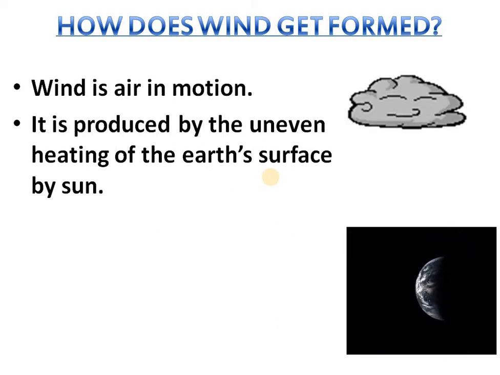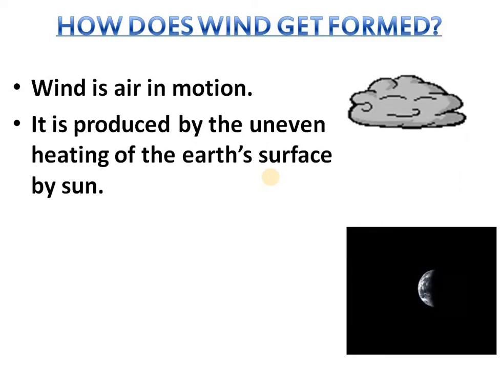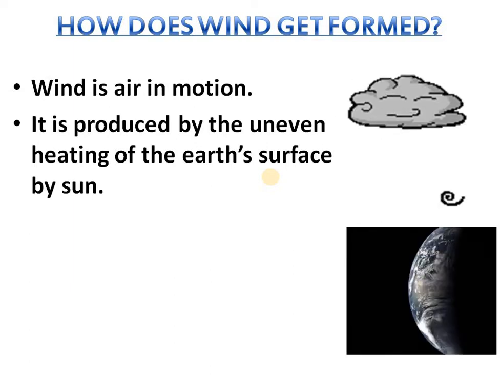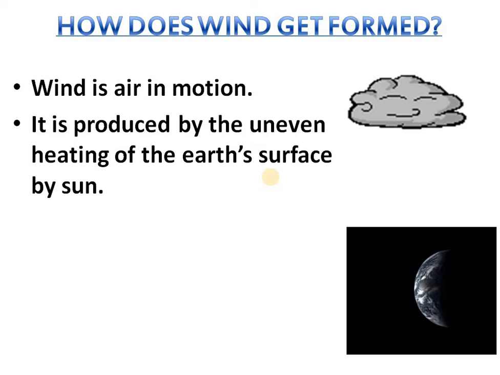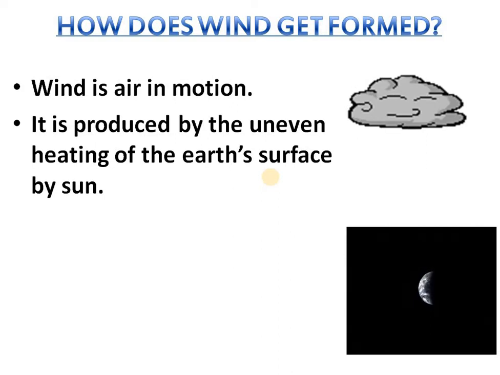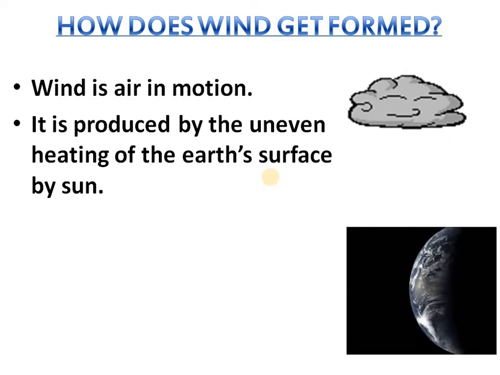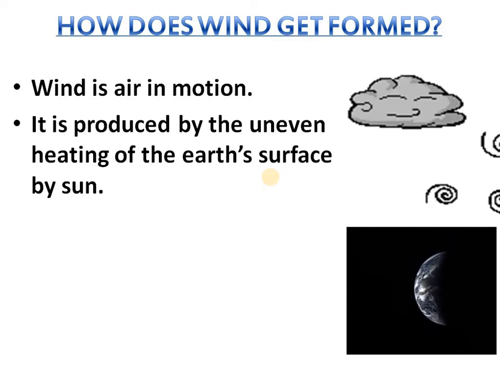Say at one place the atmosphere or Earth is heated to 50 degrees Celsius. At another place it is heated to 40 degrees Celsius, and at another place to 30 degrees Celsius. So this is called uneven heating. Different types of heating, so temperature will be different. As a result, air will move from one place to another. If temperature is the same everywhere, then air cannot move, and there cannot be any wind.